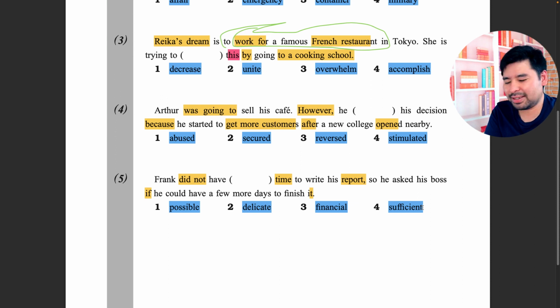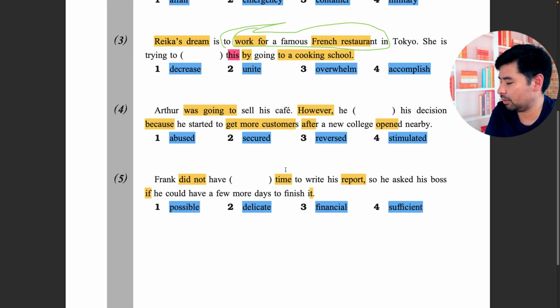So what is delicate? Yeah, it's something subtle. It's something you have to be careful with. We have that word in Portuguese as well, a similar word, so I don't think it would be a good option, right? And then financial, it relates to money. Sufficient is like enough, the same as enough time. Possible comes from possibility. So what do you think? Which one maybe goes better here?